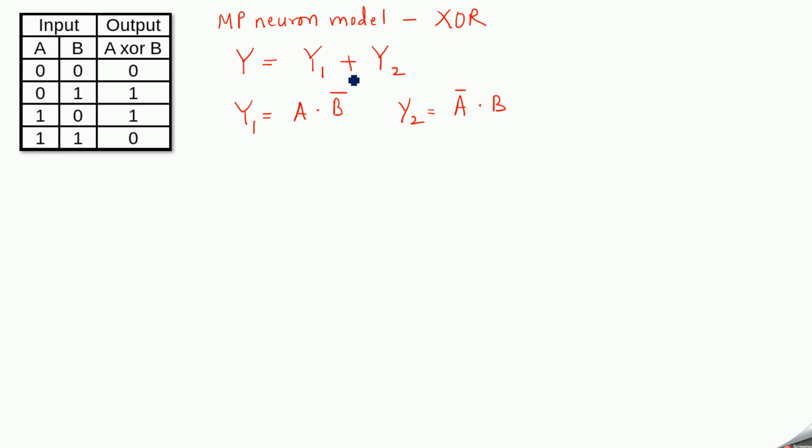So this plus indicates add, which is nothing but your OR, whereas dot indicates your AND Boolean function. So now we will have to solve both these cases or parts.